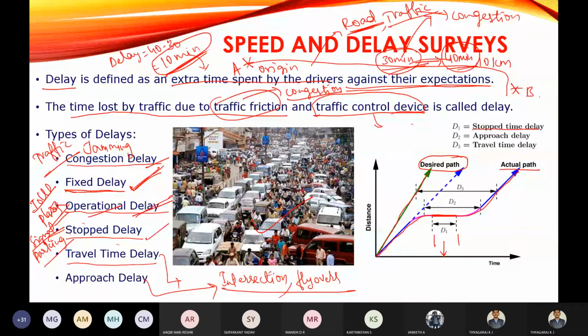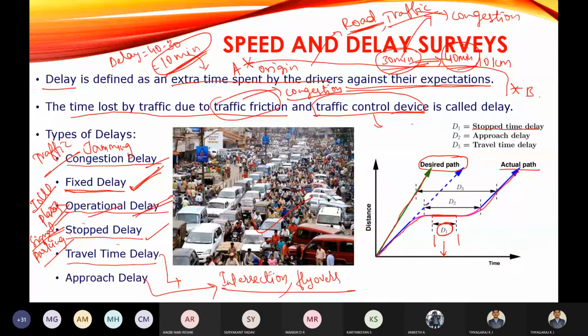Whenever in the signals or parking, there you can expect this stop time delay. That is, you are going to stop the vehicle. When you are moving from one place to another place, you will be stopping the vehicle, and you will be going for tea or refreshments or a restroom. For that you are going to stop your vehicle. There the delay will be there. That delay we are going to call a stop delay. Here D1 indicates the stop delay.